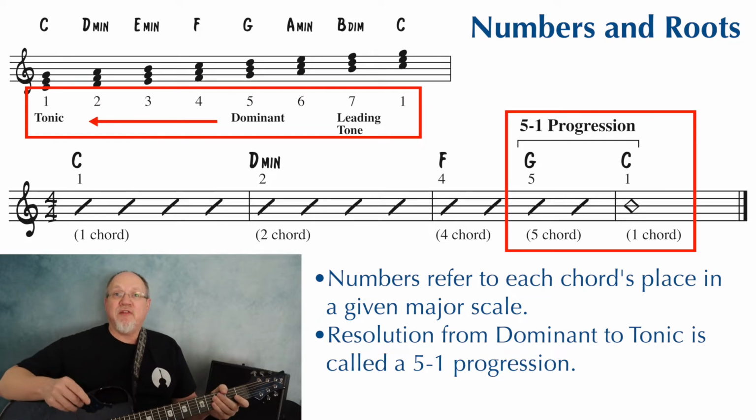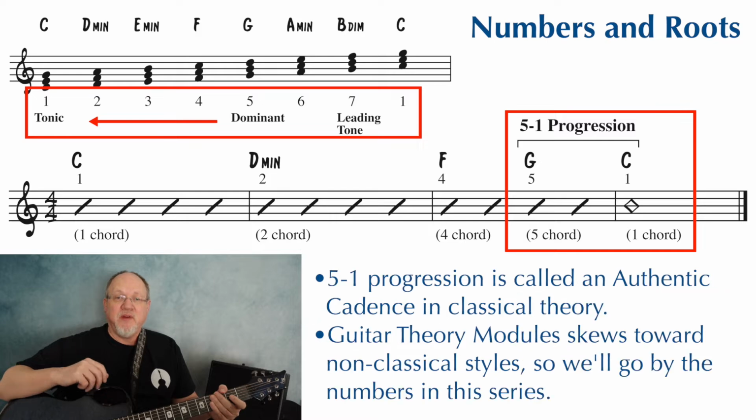And that resolution from the dominant to the tonic is called a 5-1 progression. In classical music theory, this harmonic movement is called an authentic cadence. In non-classical theory, we just call it 5-1. And since this is more for non-classical musicians, I'm going to go by the numbers in this book.